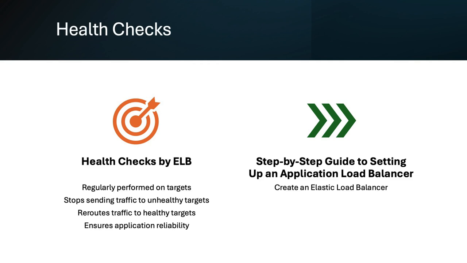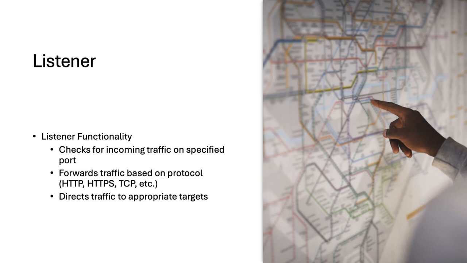To set up an Application Load Balancer, start by creating an Elastic Load Balancer. A listener monitors incoming traffic on a specified port and forwards it based on the protocol to the appropriate targets.